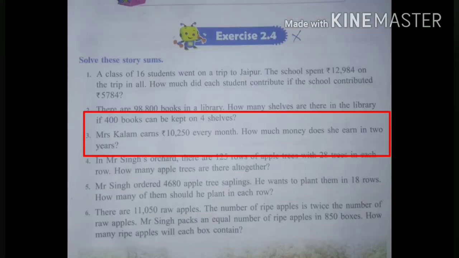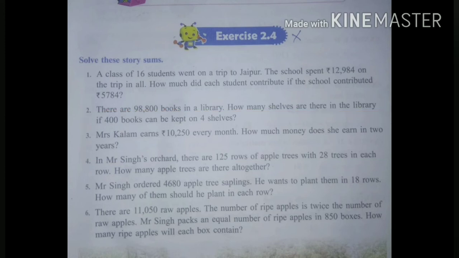क्वेश्चन नंबर 3 इज मिसेस कलाम अर्न 10,250 रुपीज़ एवरी मंथ. हाउ मच मनी डज शी अर्न इन 2 years? मीन्स हमको जो अमाउंट दिया हुआ है मिसेस कलाम का वो पर मंथ का दिया हुआ है कि पर मंथ वो 10,250 रुपीज़ अर्न करती हैं एंड दे आर आस्किंग फॉर 2 years.